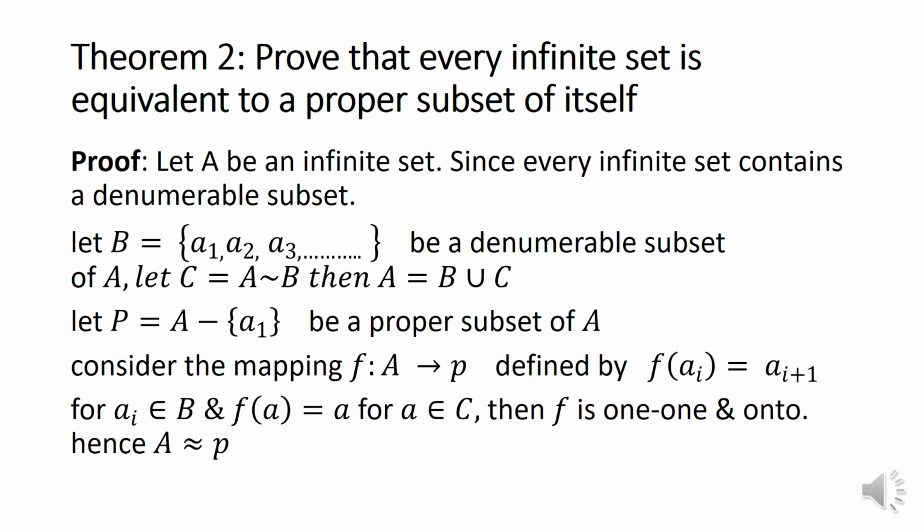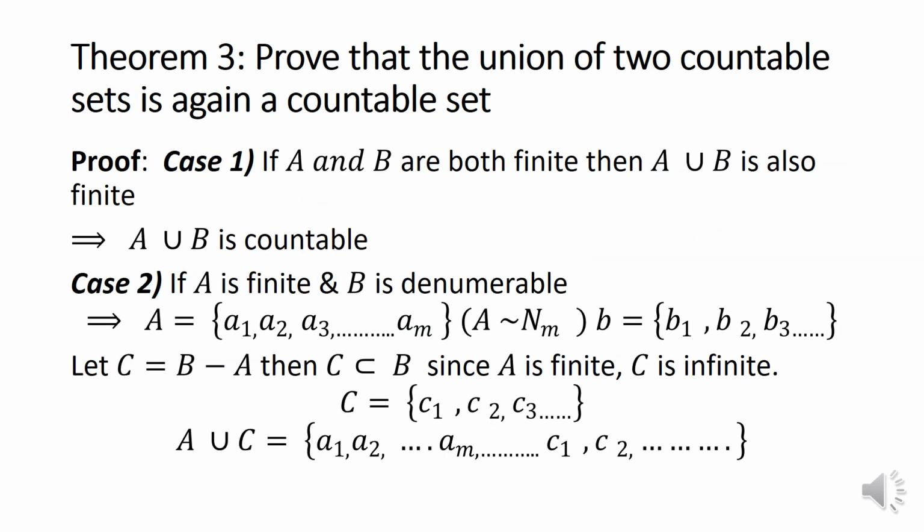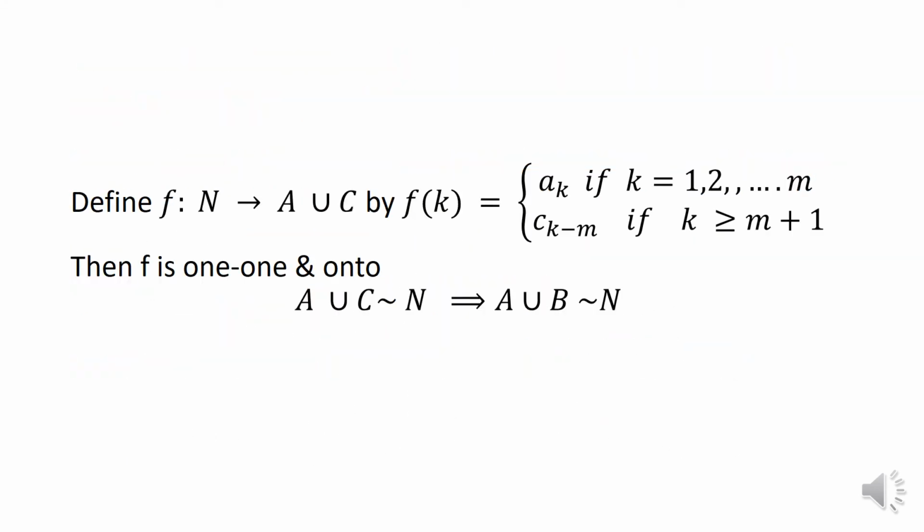For ai belonging to B, f(ai) = a(i+1), and f(a) = a for a belonging to C. Then f is a one-one and onto function, and hence the set A is equivalent to the set P, which makes the union of two countable sets a countable set.